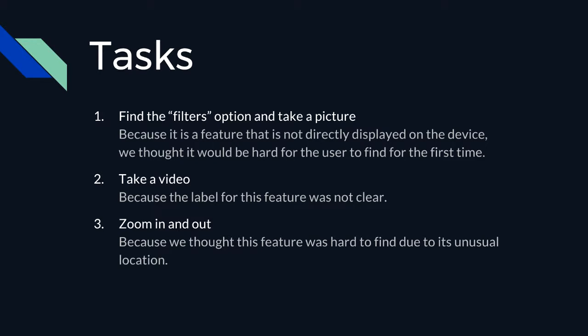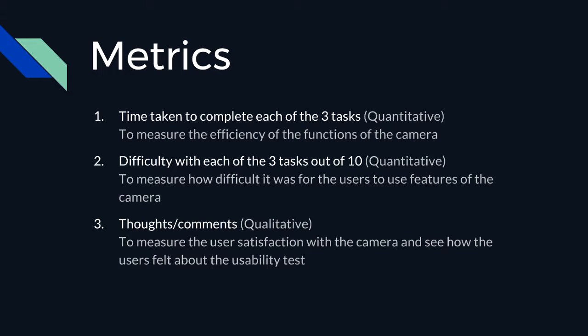So the tasks of our choice were finding the filters option and taking a picture, because it is a feature that is not directly displayed on the device. We thought it could be harder for the user to find for the first time. Also taking a video, because the label for this feature was not clear, and zooming in and out, because we thought this feature was hard to find due to its unusual location.